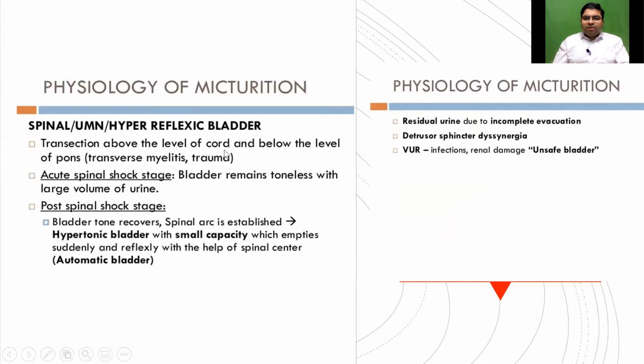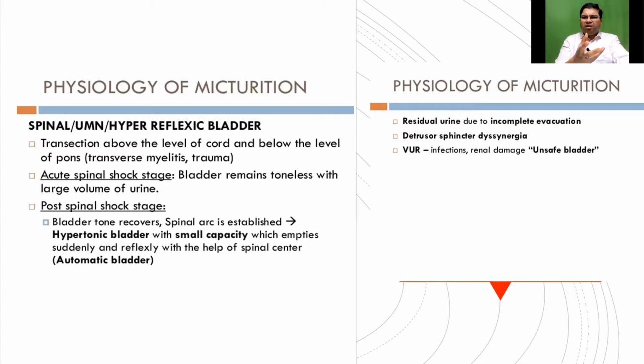Spinal hyperreflexic bladder: spinal shock, initial period, the nerves are all basically dead. Now they regenerate. Next, when they regenerate, there is a small capacity, because a local spinal arc happens. Small capacity bladder, hypertonic bladder, automatic bladder. So whenever there's activation of the sensory input, immediately boom, the contraction of the parasympathetic occurs and the patient voids.